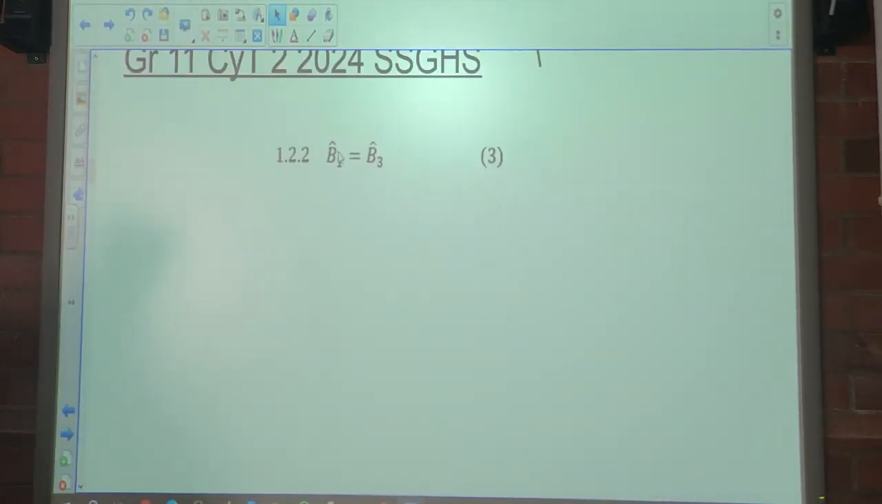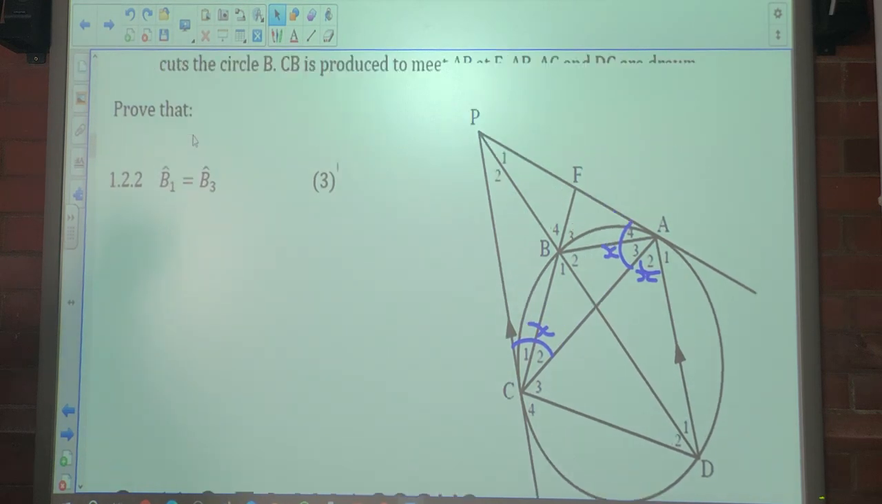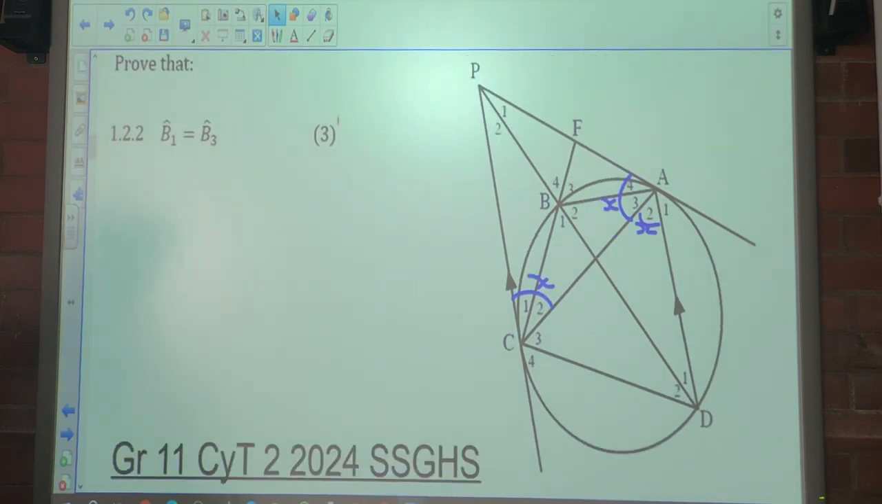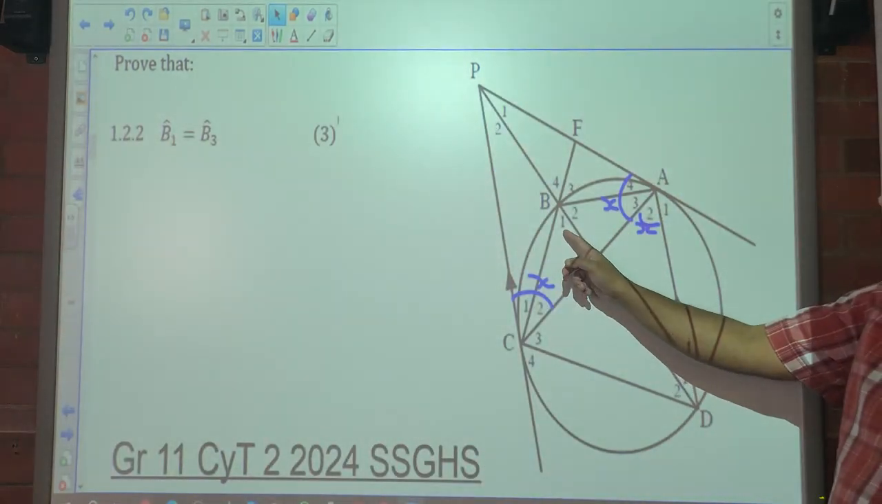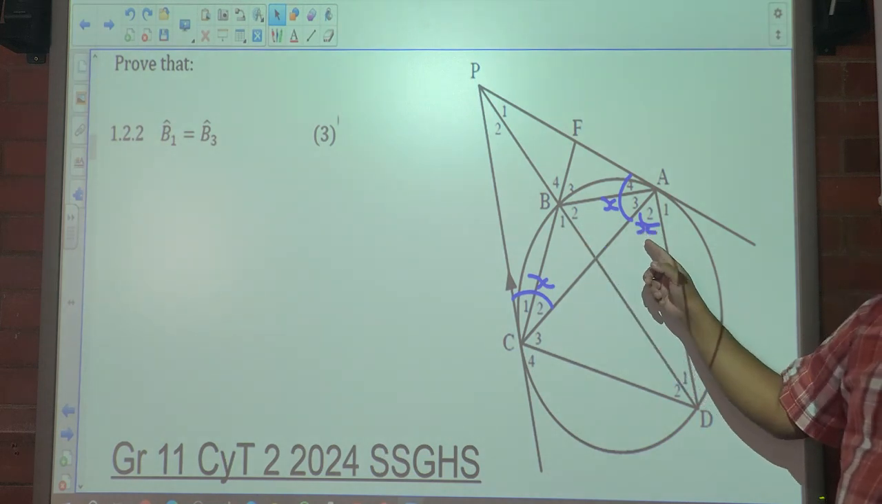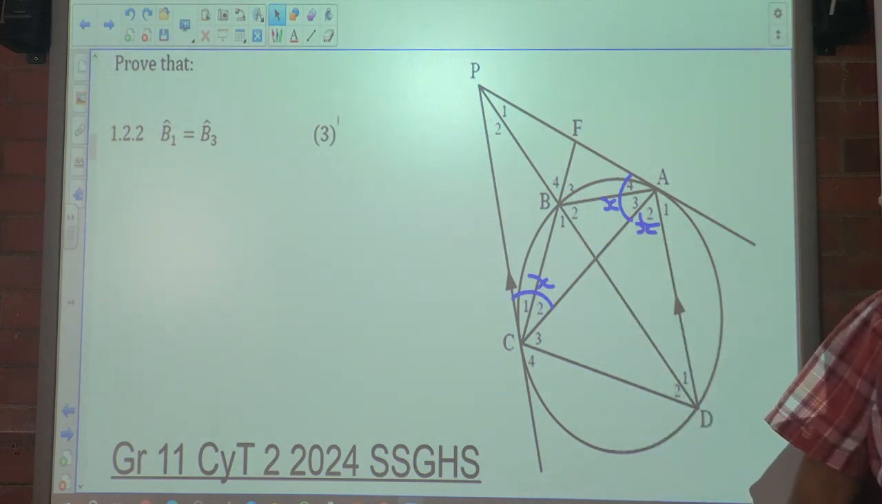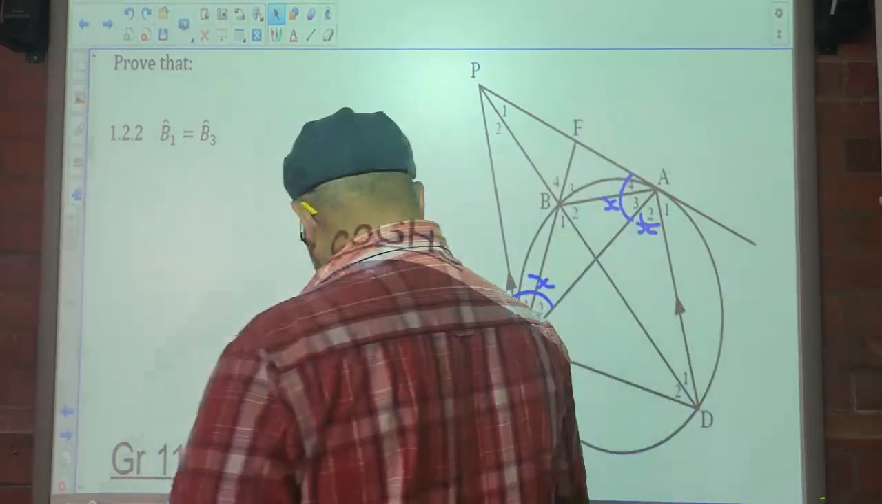The next question says, prove that B1 is equal to B3. Now we say, okay, B1. You see B1 here, but B1 is also X. Can you see that? Angles in the same segment. So I'm not going to introduce a Y here. I'll go with X.